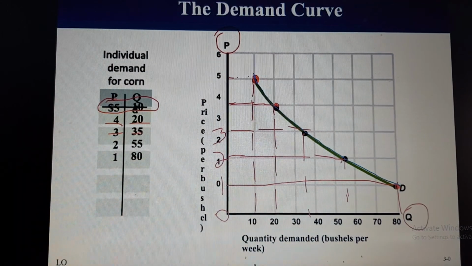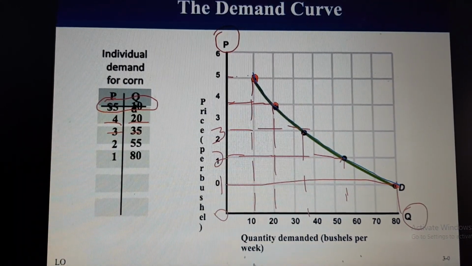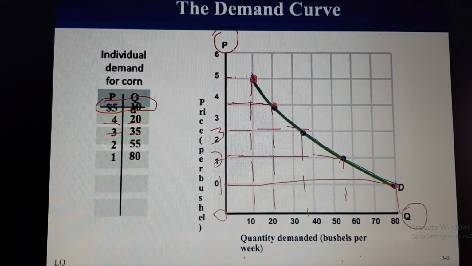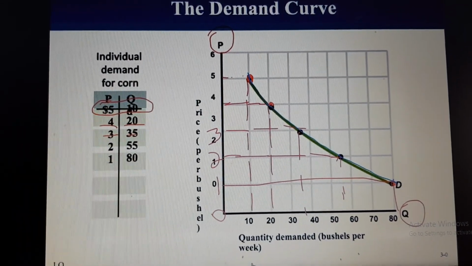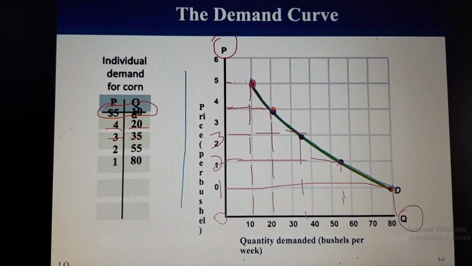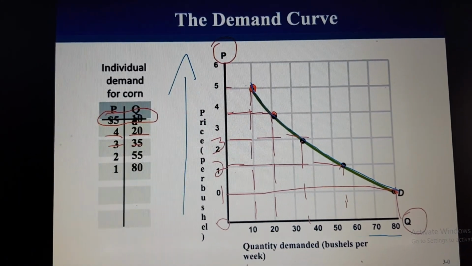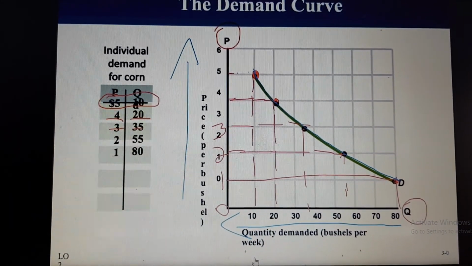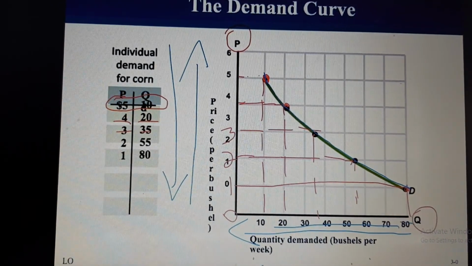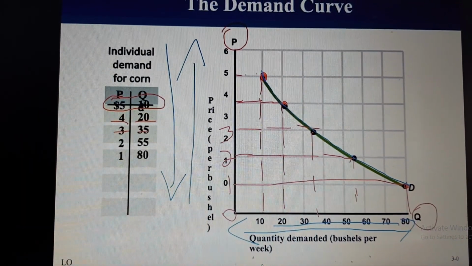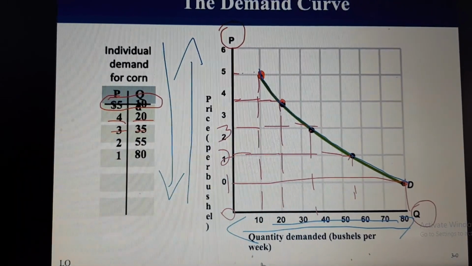And here we have the demand curve, which is downward sloping. It's downward sloping because of the law of demand. As prices rise, quantity demanded falls, and vice versa. As prices fall, quantity demanded rises. It shows the inverse relationship between price and quantity.